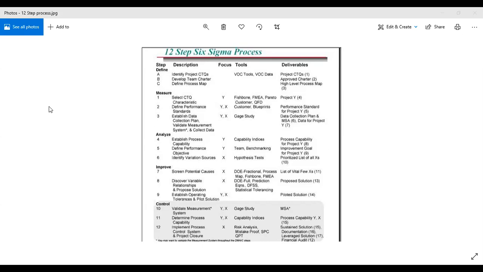And we went through how to identify the project CTQs, and we developed a team charter, and we defined the process map. Then we selected the CTQ characteristics using a fishbone analysis. And then we did define performance standards. We defined what Y should be. And that's where we are.